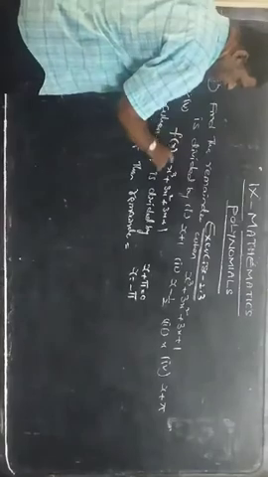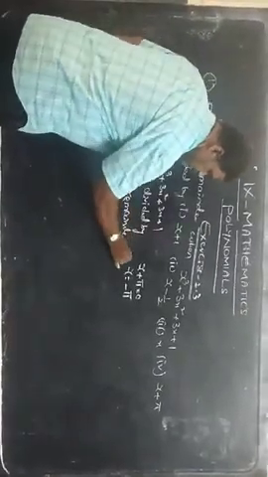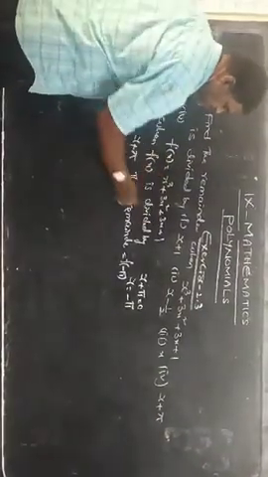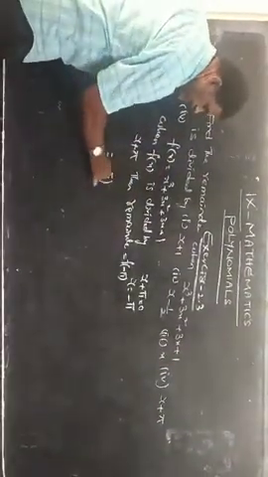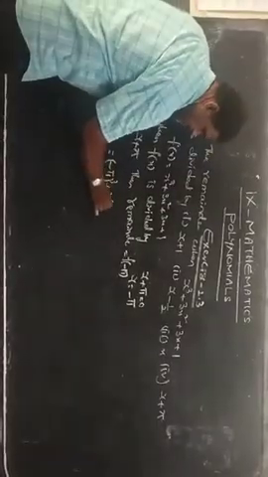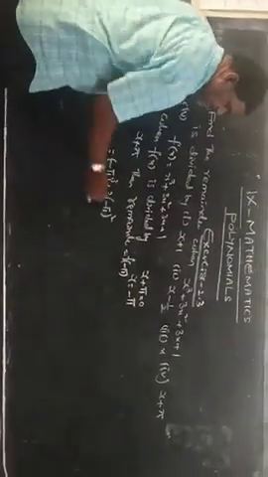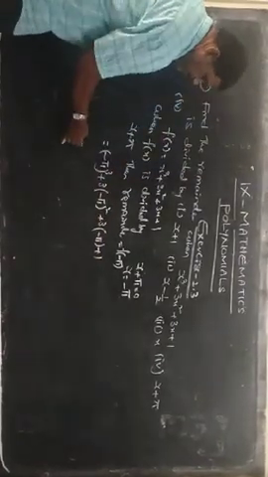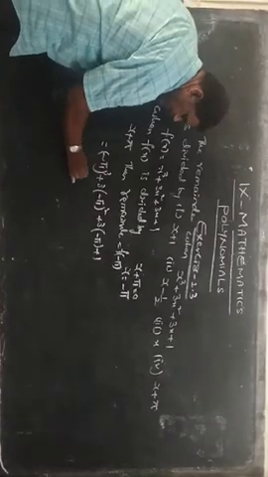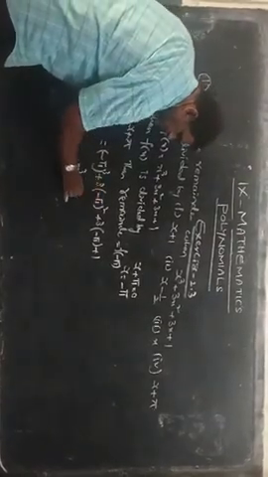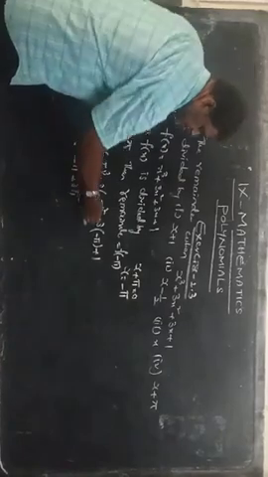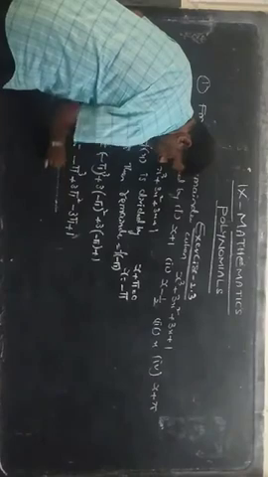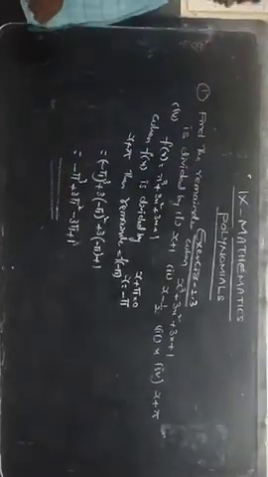That minus pi we have to substitute in place of x. That is the remainder, so we should find out f of minus pi. Wherever x is there, substitute minus pi. Minus pi whole cube plus 3 into minus pi whole square plus 3 into minus pi plus 1. Minus pi whole cube is minus pi cube. Minus pi whole square is pi square. This is minus 3 pi plus 1. So this is the remainder.